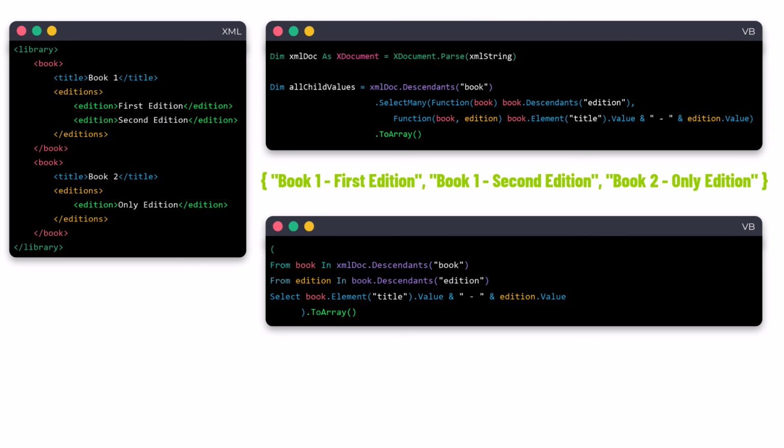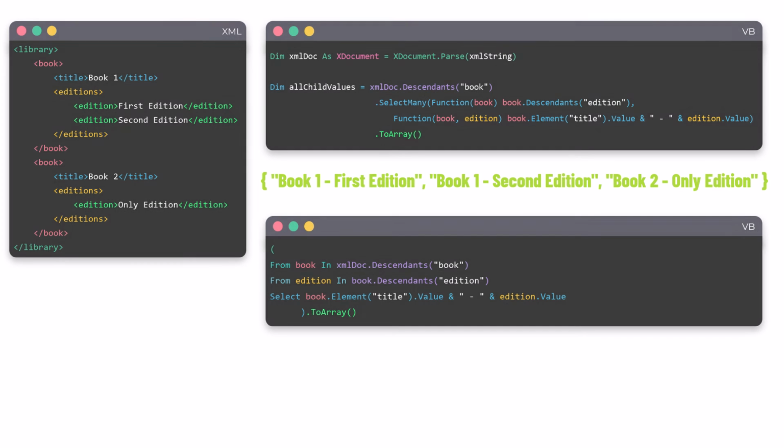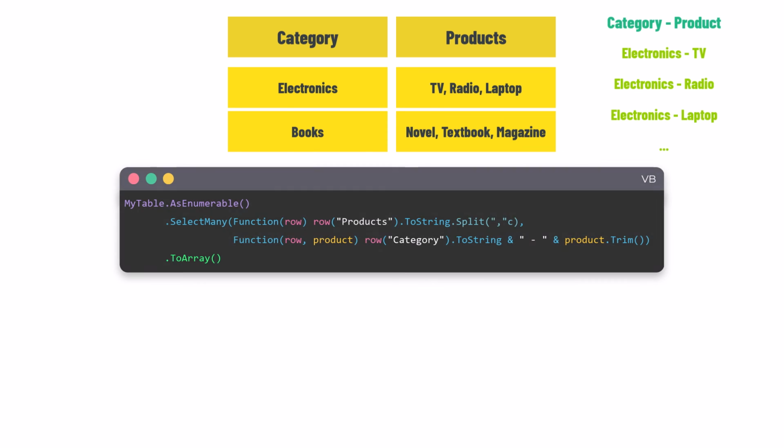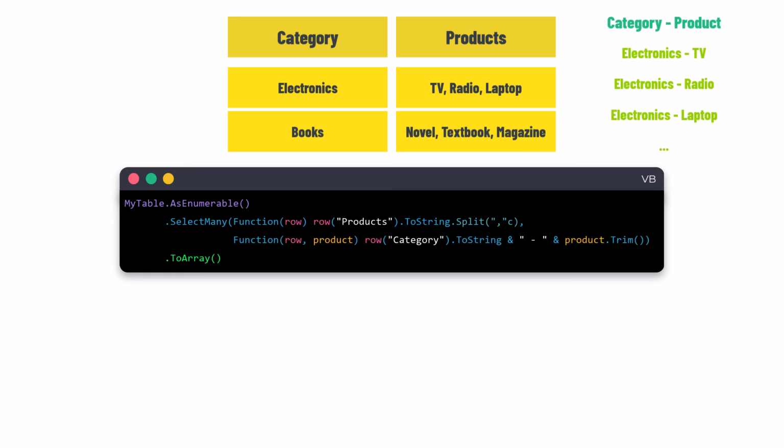Let's delve into another example involving data tables. Consider we have a data table with various products listed in the second column, each belonging to a category specified in the first column. Our objective is to create an array of strings, where each string combines a category from the first column with a product from the second column. For instance, the first item might be electronics TV. To achieve this, we will utilize the third overload of the SelectMany method in this way.